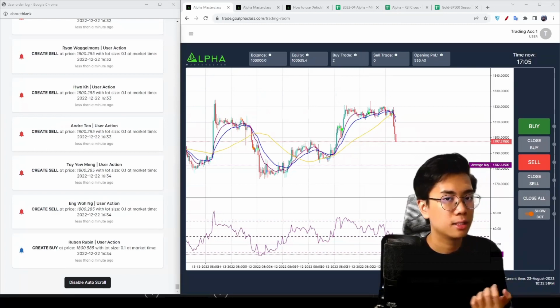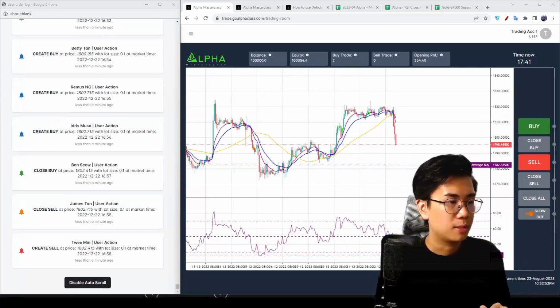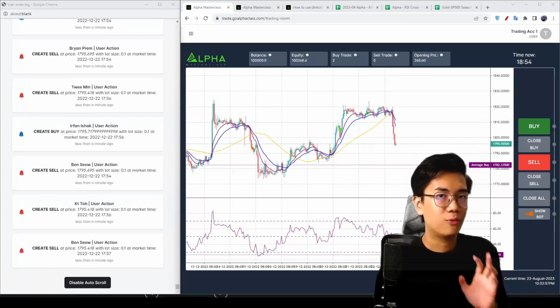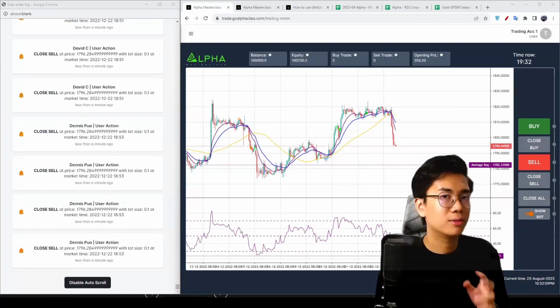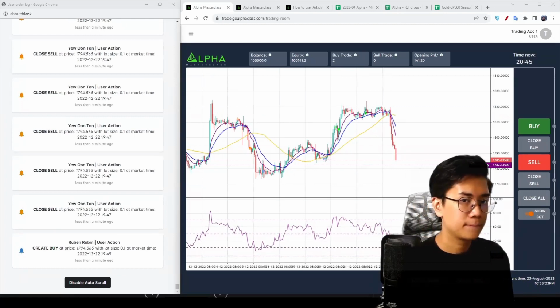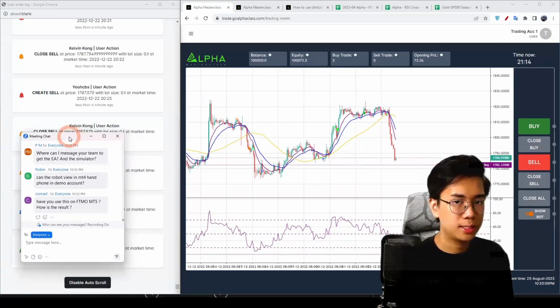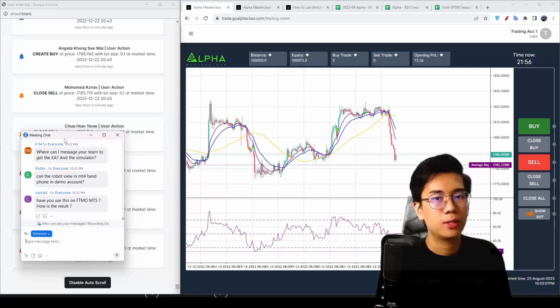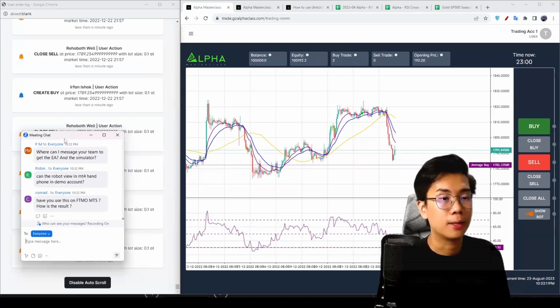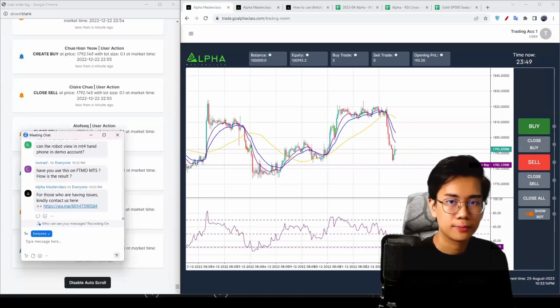Can the robot be viewed in MT4 on a handphone in a demo account? You can view the threads, but you cannot view the robot in MT4. Have you used this in MT4 or MT5? We've been using it in another prop firm. Okay, tomorrow I'm going to talk more about which prop firm we are applying on.